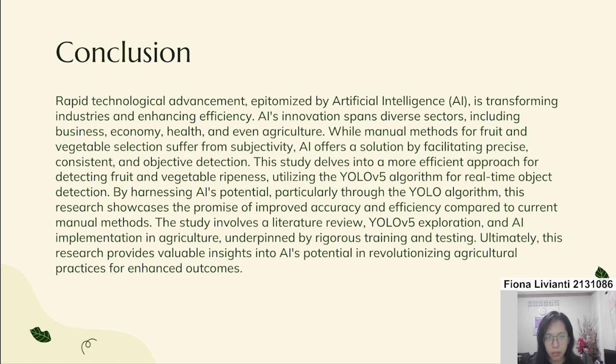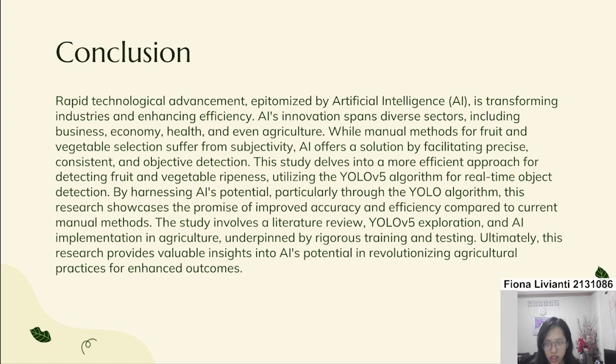While manual methods for fruit and vegetable selection suffer from subjectivity, AI offers a solution by facilitating precise, consistent, and objective detection. This study delved into a more efficient approach for detecting fruit and vegetable ripeness, utilizing the YOLO V5 algorithm for real-time object detection.